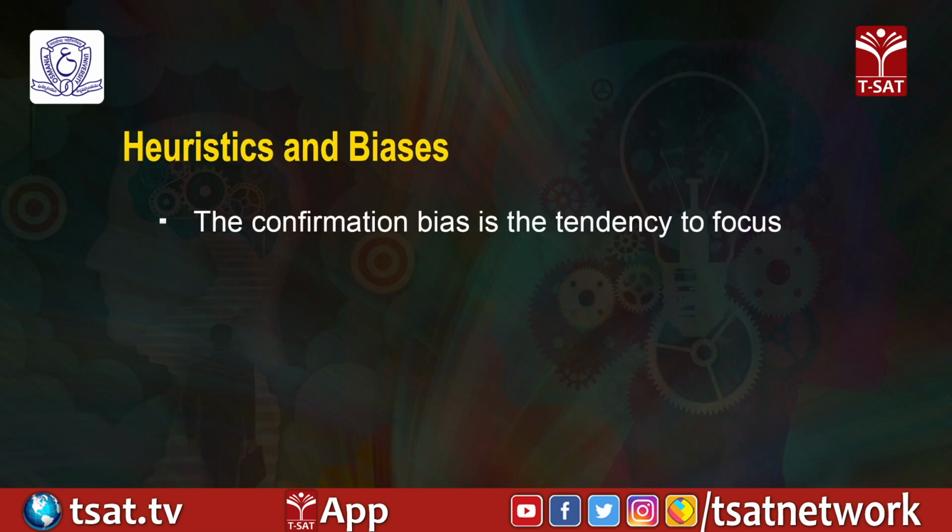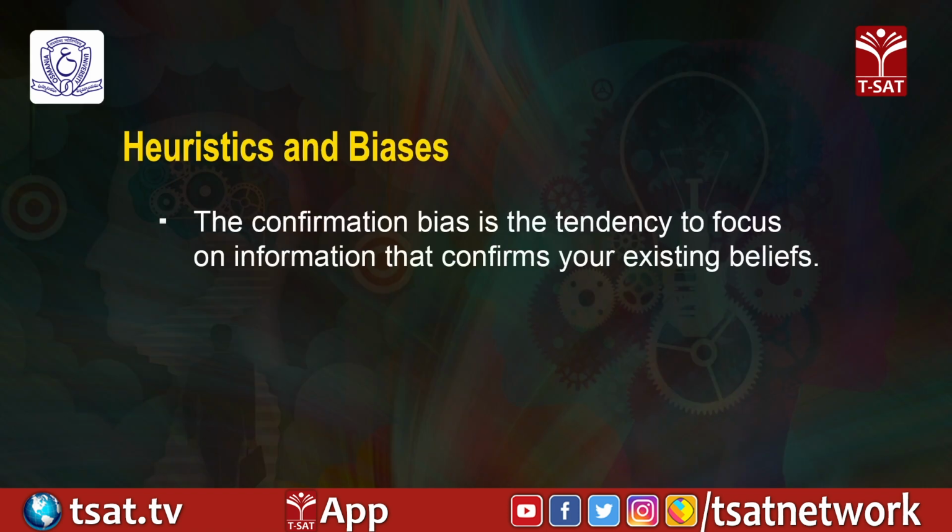The confirmation bias is the tendency to focus on information that confirms your existing beliefs. For example, if you think that your professor is not very nice, you notice all the instances of rude behavior exhibited by the professor while ignoring the countless pleasant interactions he is involved in on a daily basis.